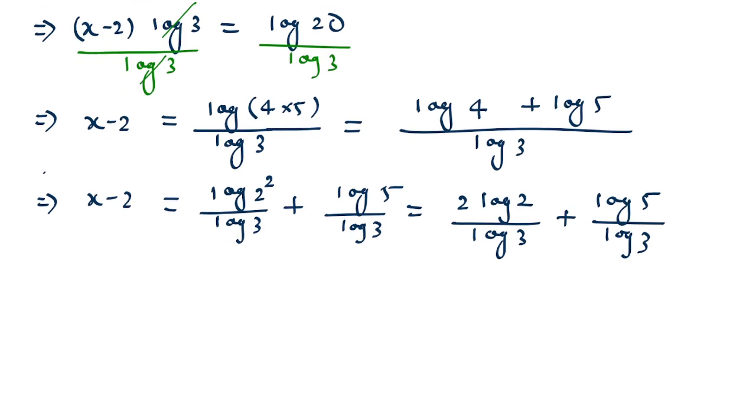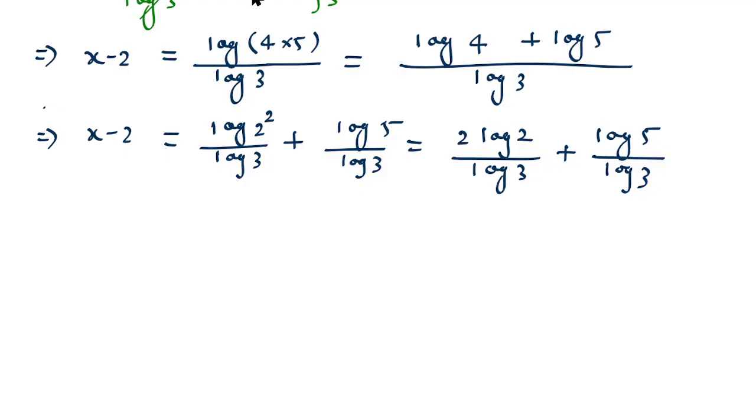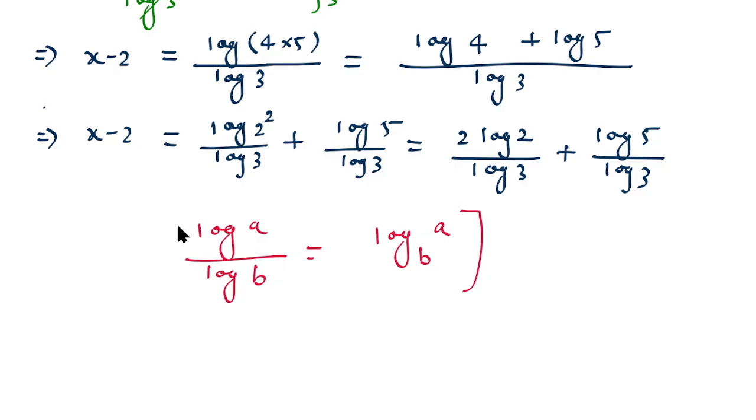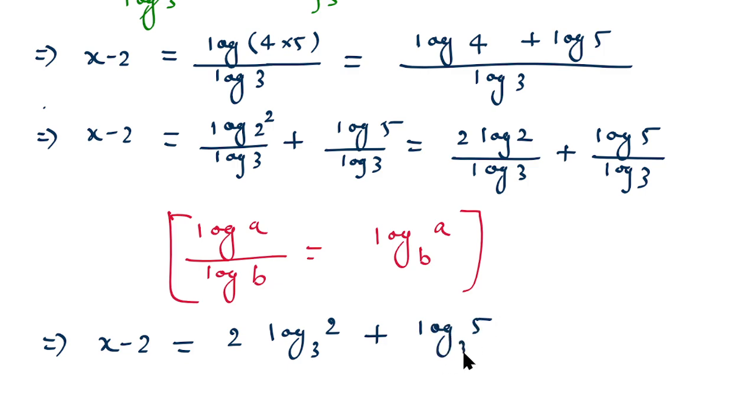Now here I will use one important logarithm formula, that is the base change formula. Log a upon log b, we can change the base as log a base b. This is the formula that I will use for these two terms. So we can write x minus 2 is equal to 2 log 2 base 3, I have used this 2 in the conversion, plus log 5 base 3.